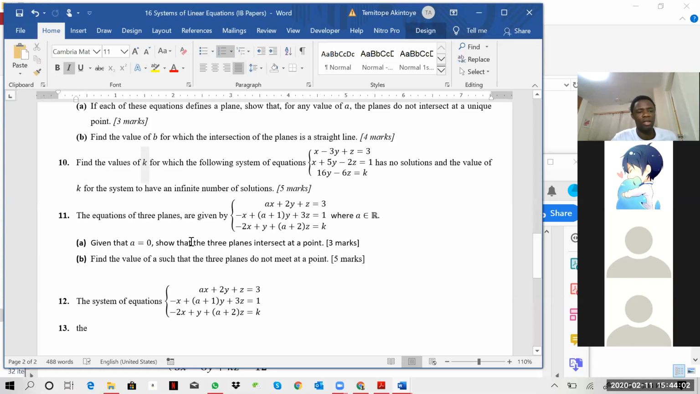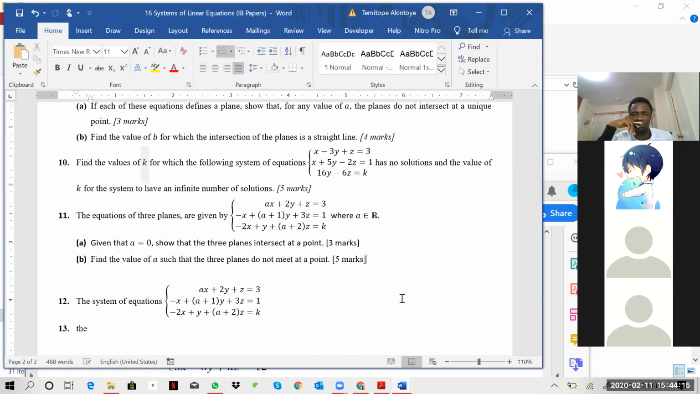Okay? Find the value of A such that the three planes do not meet at a point. What does that mean? Do not meet at a point. What does that mean? It means there is no solution. So you just go through with whatever you normally do. Now, you are working on paper algebraically, right? We're talking about the geometric interpretation of what you are doing.